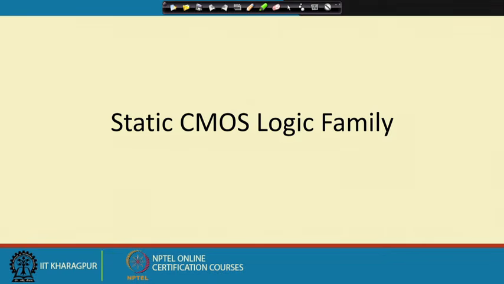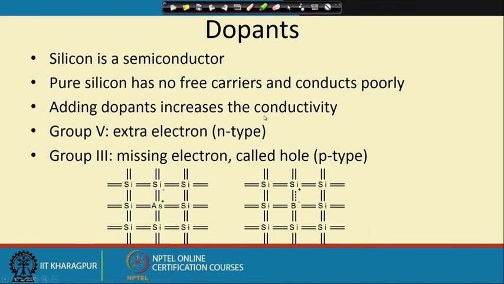So, we will look into the static CMOS logic family. Why static? We will come to that later, but as I have said, CMOS is the de facto standard for digital circuit and gate realization. We will see that in successive slides.